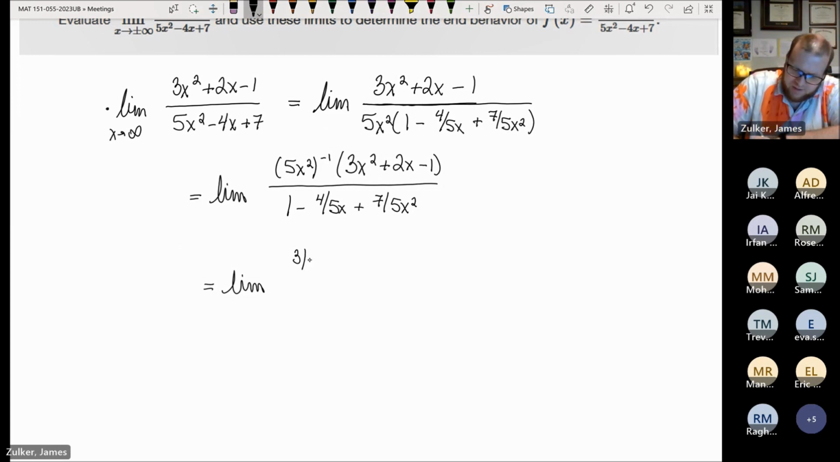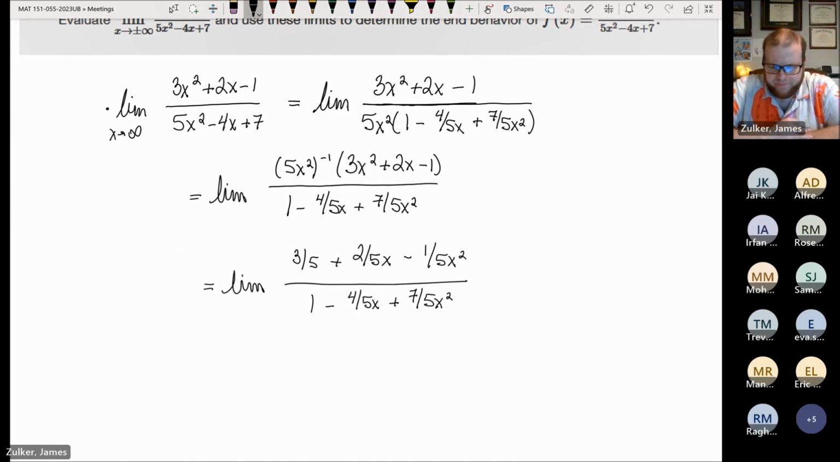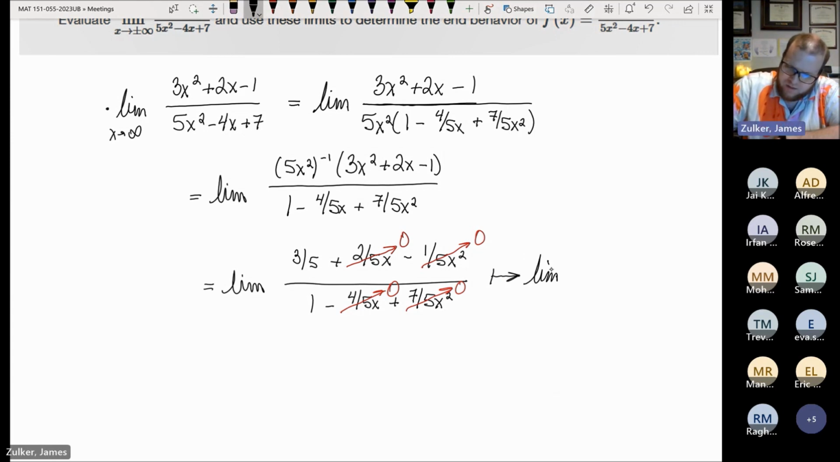Distribute it through. Every term that has an x in the denominator is going to wind up going to 0. We're essentially left with the limit of just 3/5. And that limit is 3/5.